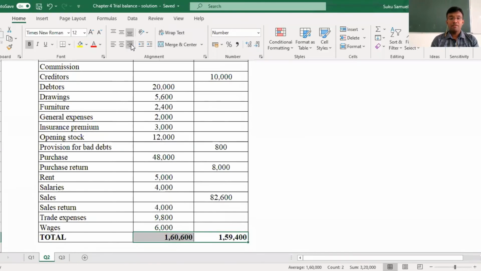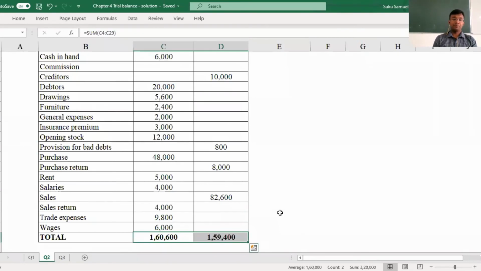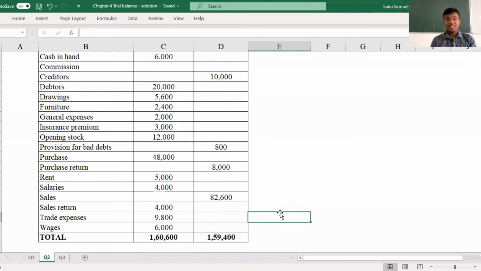Why? Because whenever we prepare trial balance, debit has to be equal to credit. But in this case, it is not equal. Also, when you compare, you would see that the difference is 1,200.